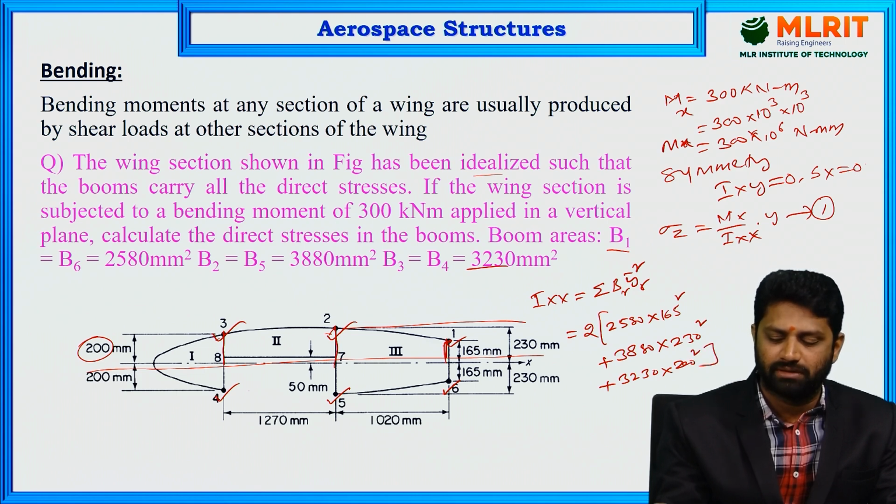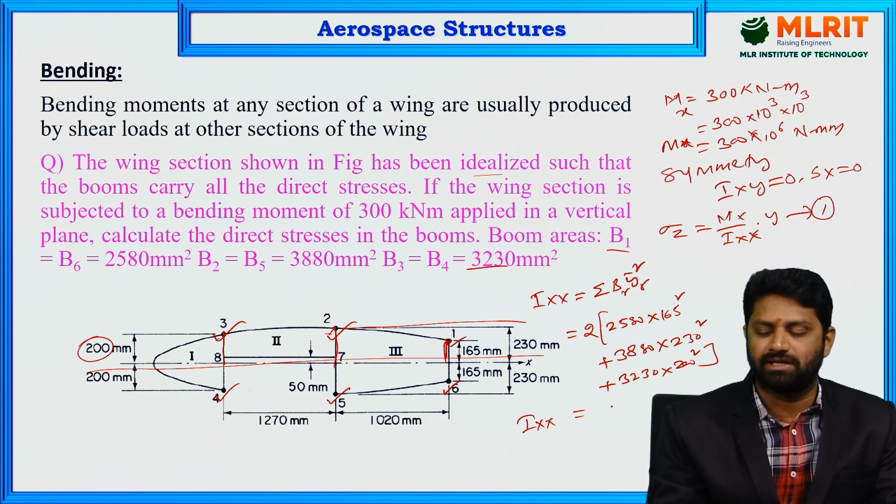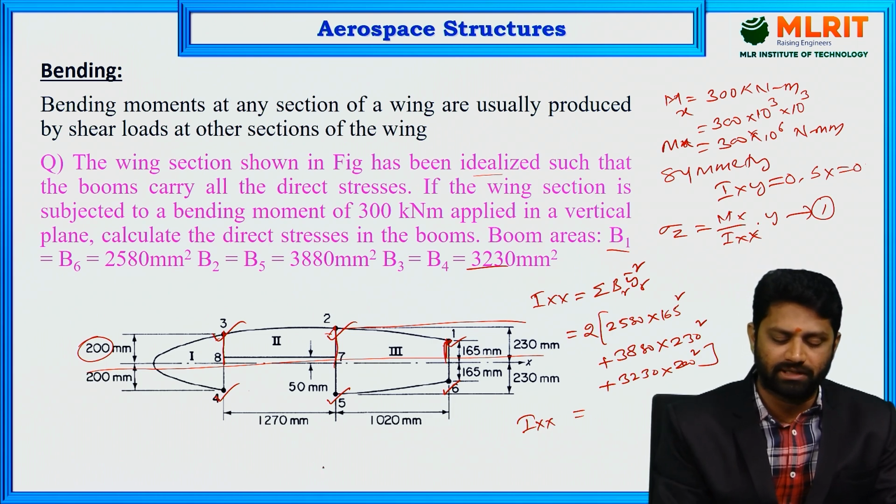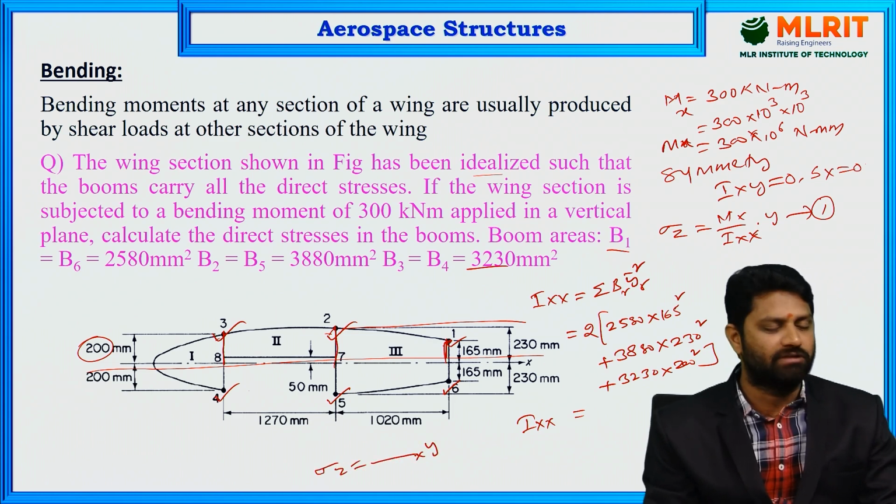Okay, and then you try to do this calculation, and you are going to get Ixx. So once you get this Ixx, substitute in equation 1, and mx also you can substitute. So you will get sigma z equals some constant into y. Okay, so that will be equation number 2.